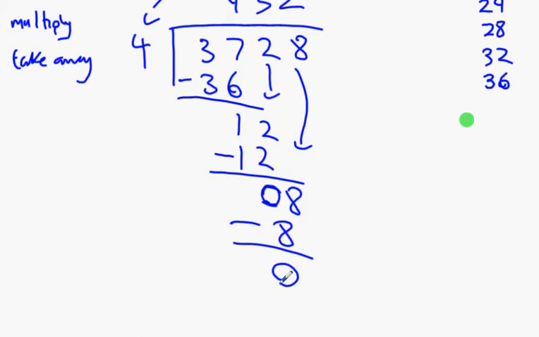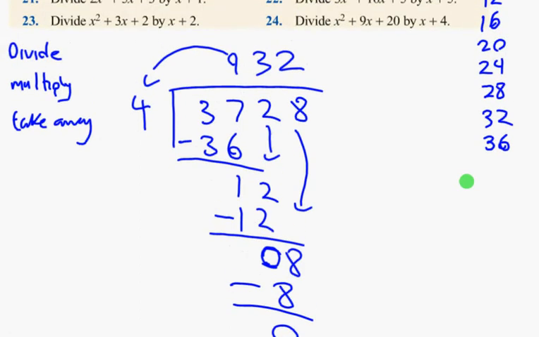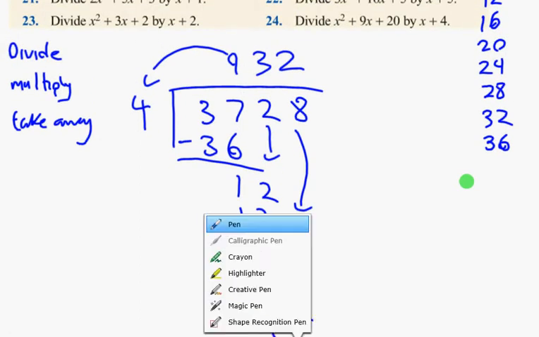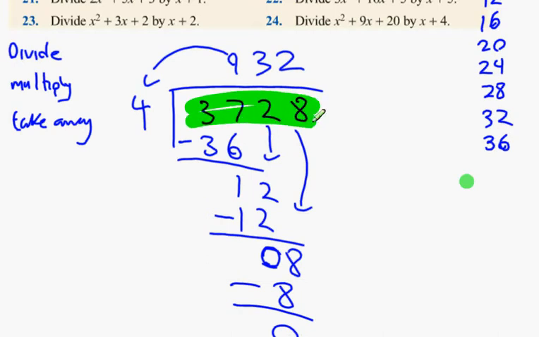Now you take them away from each other and what happens? You get 0. So it's safe to say that this number here is equal to what, guys? It's equal to 932 multiplied by 4. Would you agree with that?